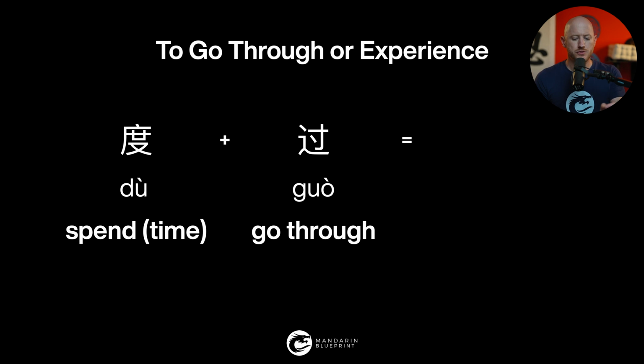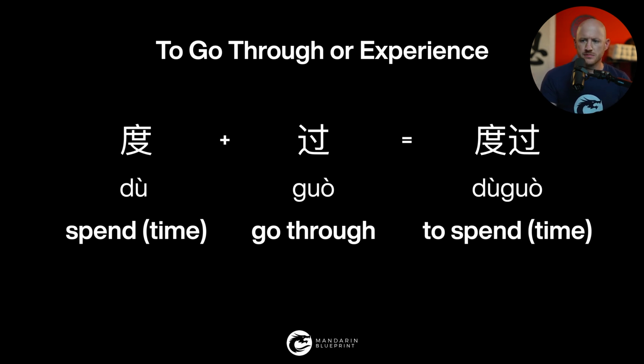Now let's look at this word, 度过. Spend time, go through. And so, okay, to spend time feels kind of repetitive. So I guess I'm going to need to see this in a sentence to understand exactly how it works.